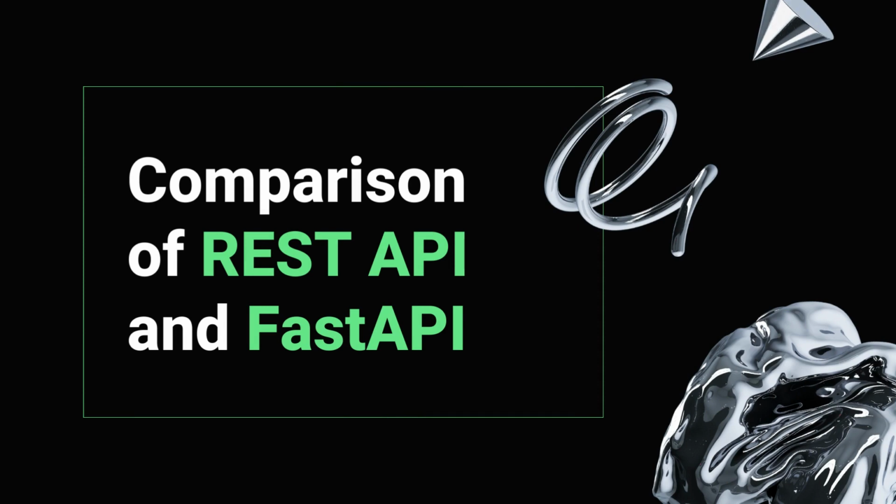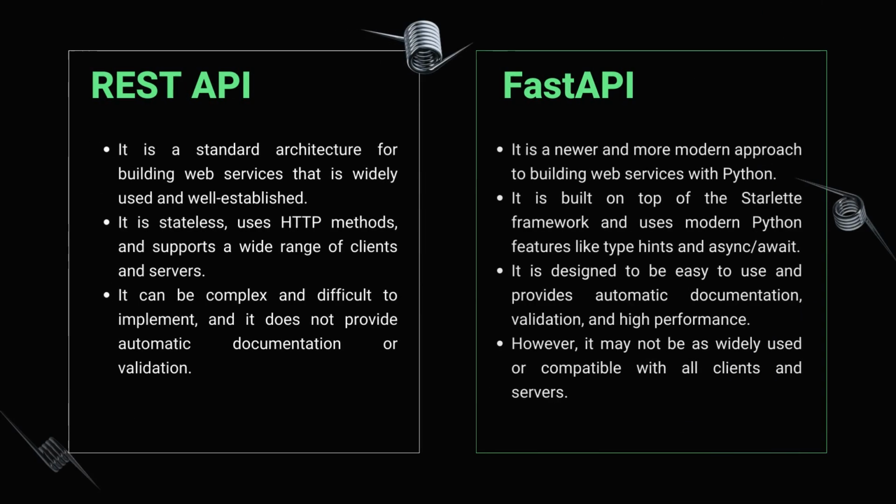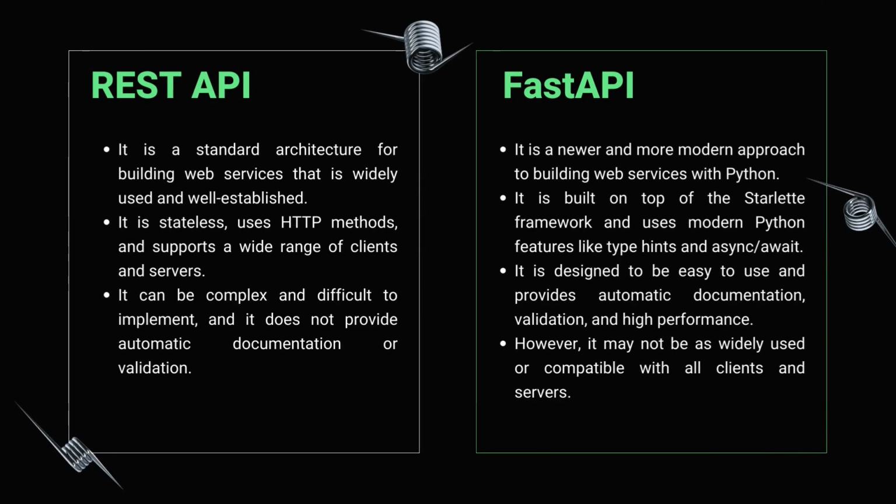Now let's compare REST API and FastAPI. In terms of comparison, REST APIs are a widely used and well-established standard architecture for building web services. They are stateless, use HTTP methods, and support a wide range of clients and servers. However, they can be complex and difficult to implement, and they do not provide automatic documentation or validation.